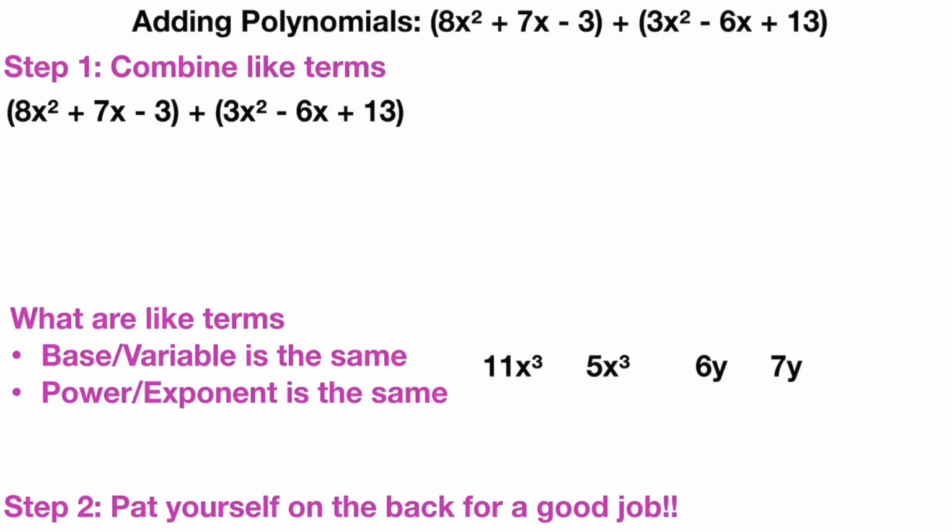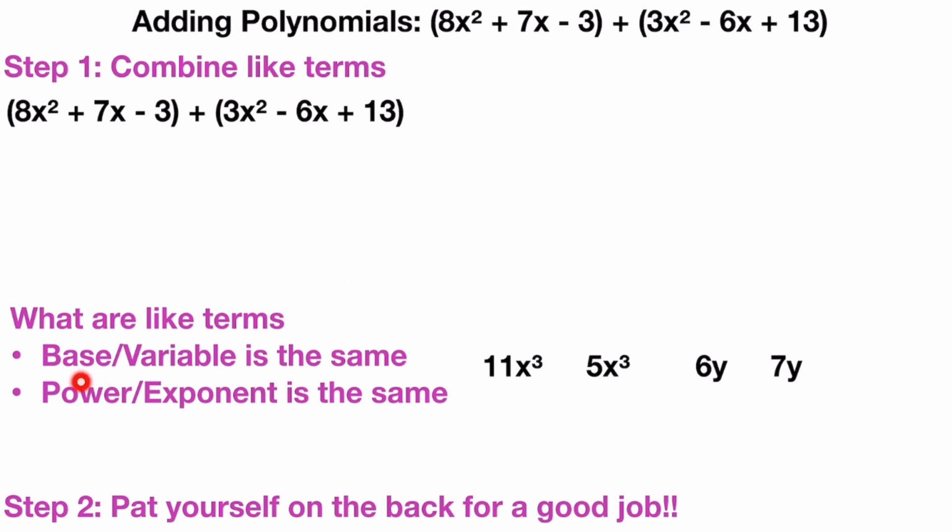Okay, now let's get to adding polynomials. So, our equation is 8x squared plus 7x minus 3 plus 3x squared minus 6x plus 13. Step 1 is combining like terms. What are like terms?